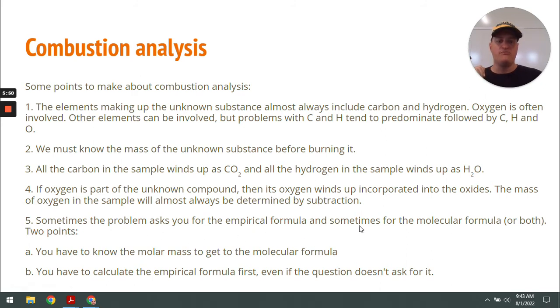Sometimes it asks you for empirical, and sometimes it asks you for molecular, or for goodness sake, for both. You need two ideas here, though. You need the molar mass to get the molecular formula. Otherwise, we can't use what we used previously. And you'll have to calculate the empirical first, even if the question doesn't ask for it.